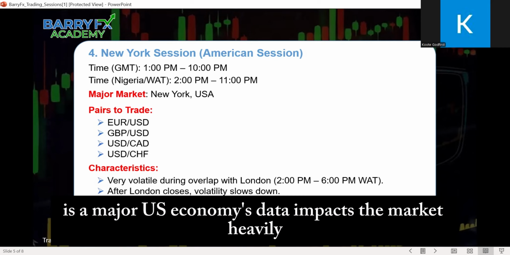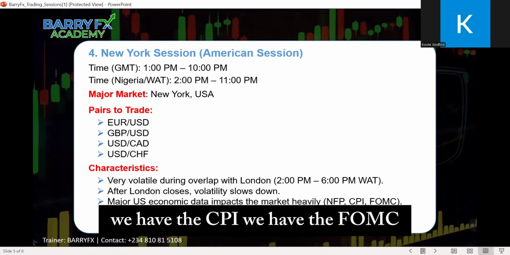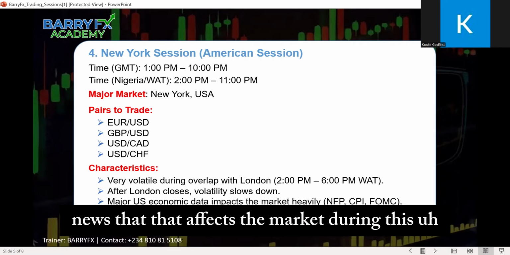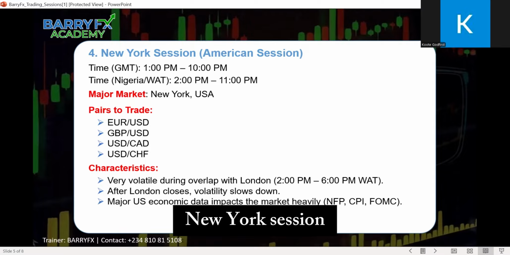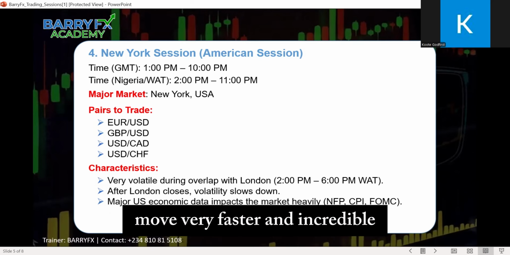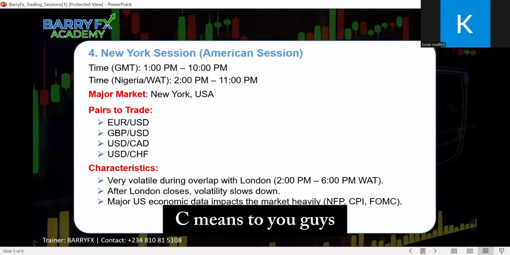Major US economic data impacts the market heavily, which is the NFP, one of the biggest news ever. We have the CPI, we have the FOMC. Those are the biggest news that affect the market during this New York session. They are the big news that make the market move very fast and incredibly. And I will be explaining what NFP, CPI, and FOMC mean to you guys.